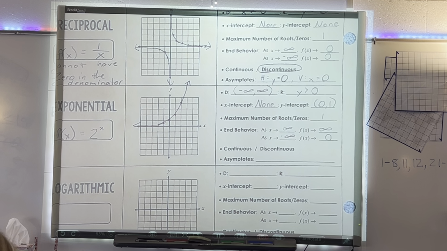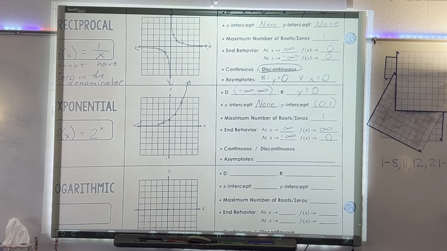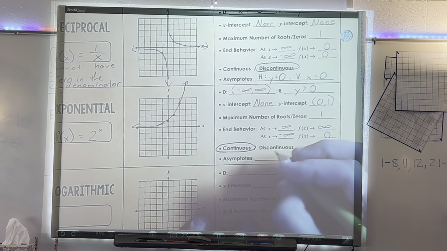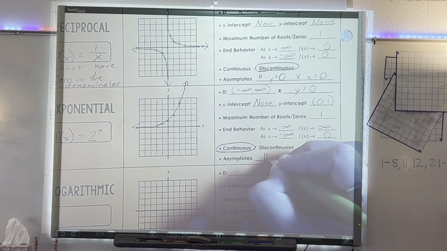Anytime you have an asymptote, it is going to affect one of two things, your continuity or your end behavior, one or the other. This one is continuous. X goes forever in both directions. It is continuous. I have a horizontal asymptote at y is equal to zero. Okay, there.